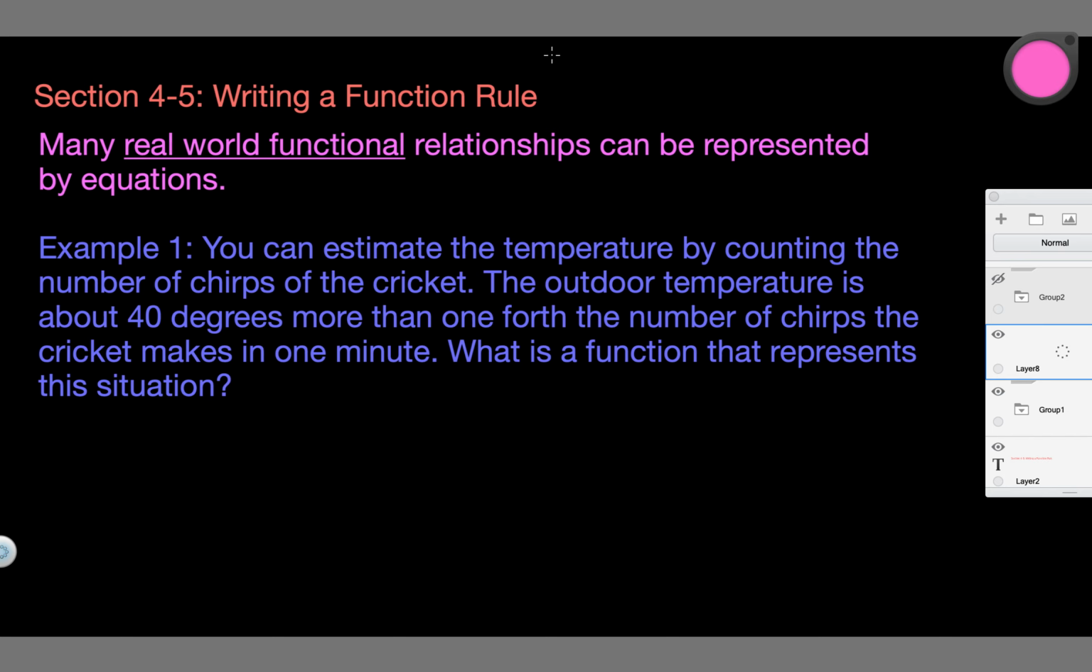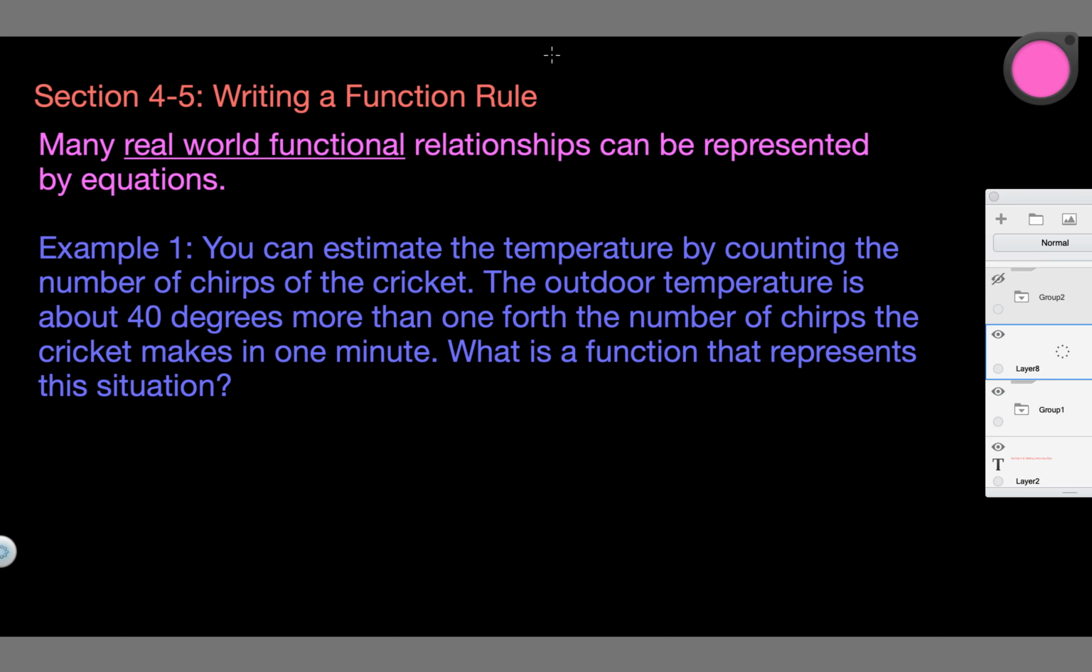Okay, so section 4.5, writing a function rule. What this section is really going to be about is real world functions that are represented by equations. So we're going to get a decent amount of real world situations, and we're going to have to represent them using equations and functions.